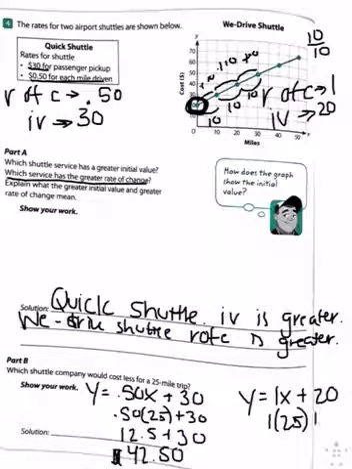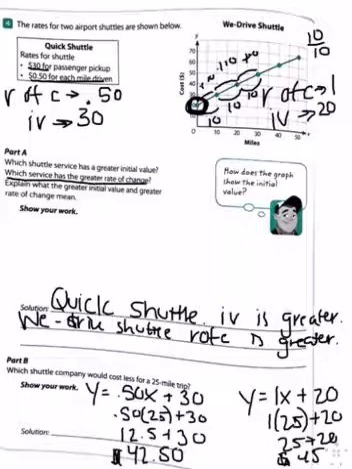And then from We Drive, we plug in our 25. You should get 25 plus 20, which is 45. So the We Drive shuttle costs more. Therefore, we want to go with Quick Shuttle because it is the cheaper deal.